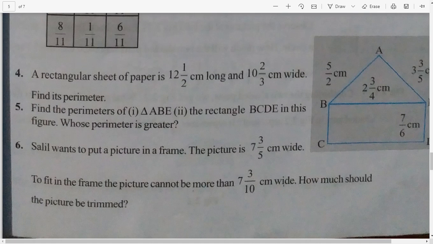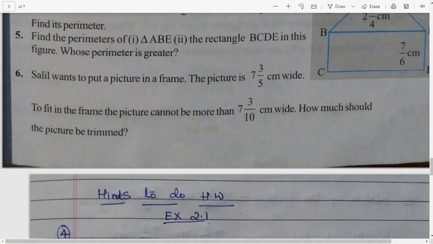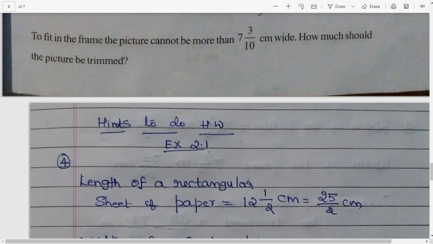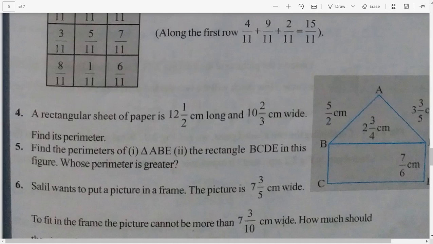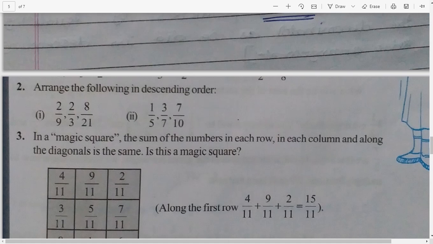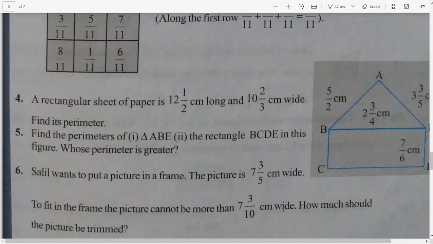So we'll see now. I'll explain the hints. Exercise 2.1, 4th question. No hints for arranging the given fractions in descending order. Hints only for 4th, 5th and 6th sum.